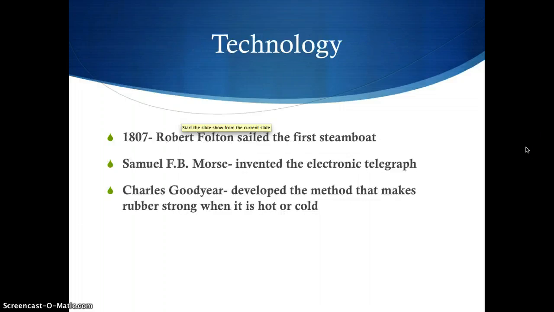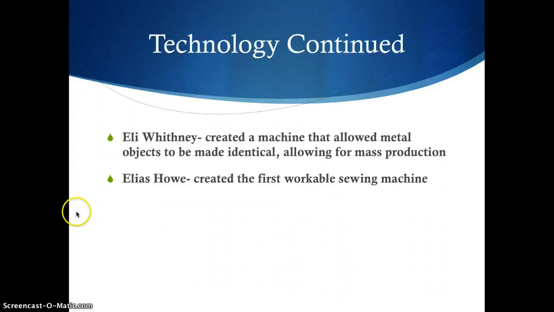Technology also began to take off in the Industrial Revolution. In 1807, the first steamboat was sailed by Robert Fulton. Samuel B. Morse invented the electronic telegraph, allowing people to communicate from farther distances away from each other. Charles Goodyear was responsible for developing the method that makes rubber strong when it is hot or cold, which eventually led to the creation of a rubber tire, which allowed people to drive on the tires without them being destroyed in the hot or cold weather.